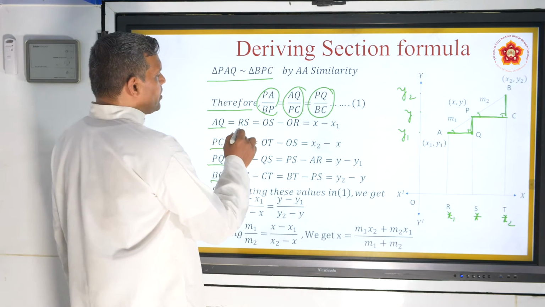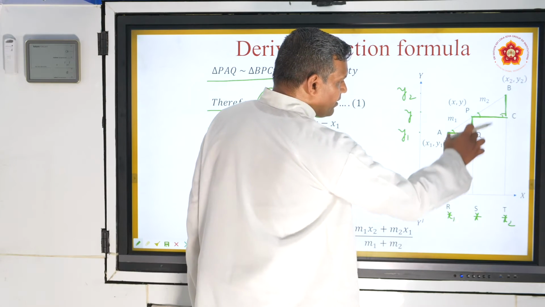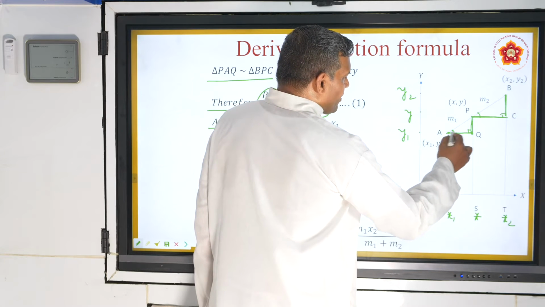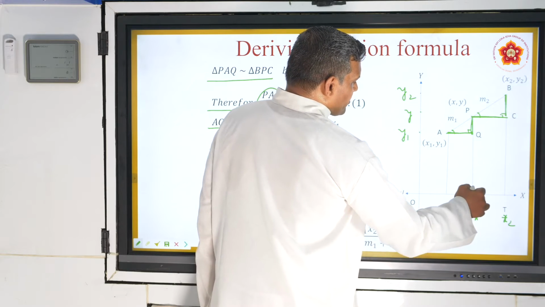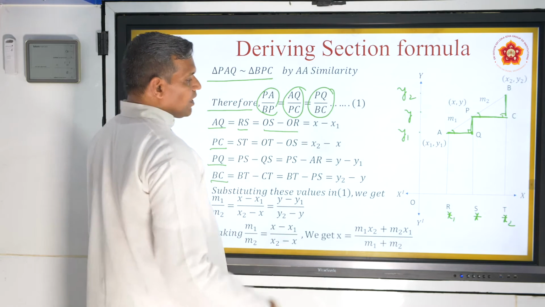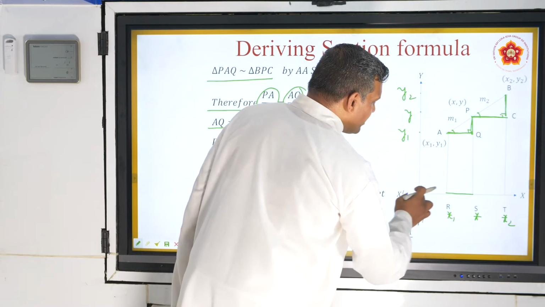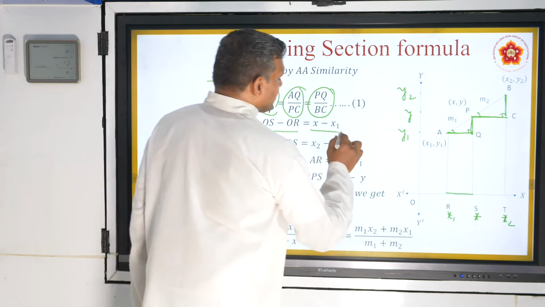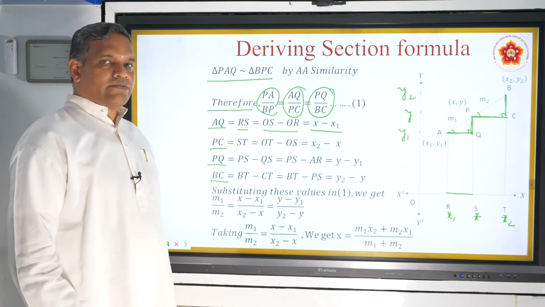So now AQ is equal to RS. Why? You know this is a rectangle, so opposite sides are equal. So instead of calling it AQ, I call it RS. Why? Because I know the x coordinates, that is, the length of this point and the length of this point. So RS is what? OS minus OR is equal to RS. So I bring back this here and calculate this distance minus this distance, x minus x1. Hence it is x minus x1. Understood? If you get one thing, all other things follow the same suit.